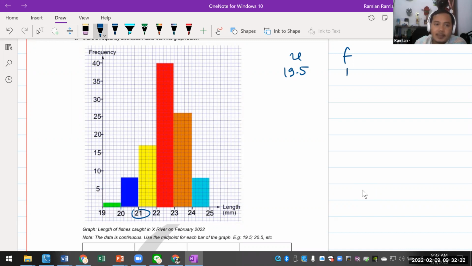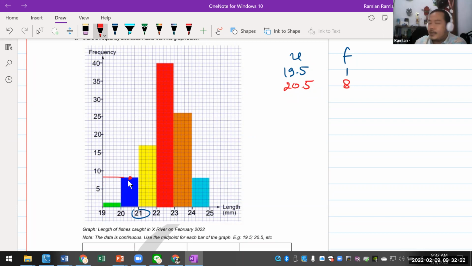And the next thing, the same thing, we have 20 until 21, and the midpoint will be 20 plus 21 divided by 2, and that will be 20.5. And the frequency, this guy over here, is going to be 5, 6, 7, 8. It's going to be 8. Okay, so this is how you make the frequency table later ya.